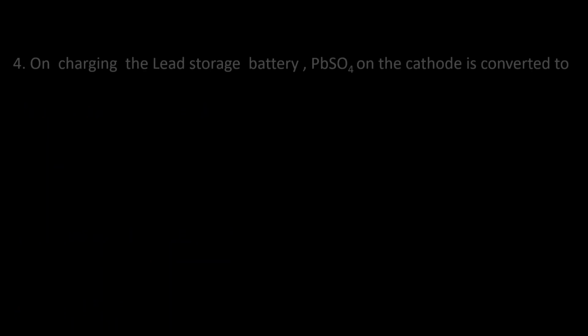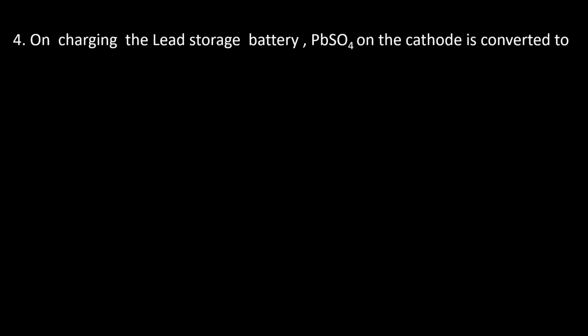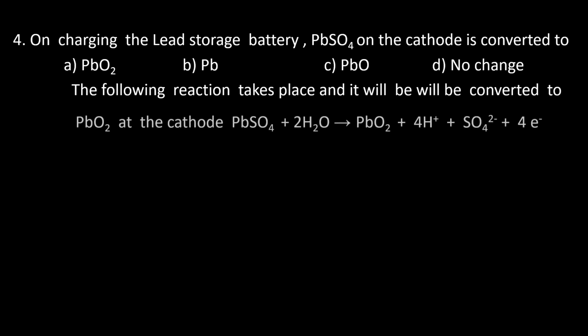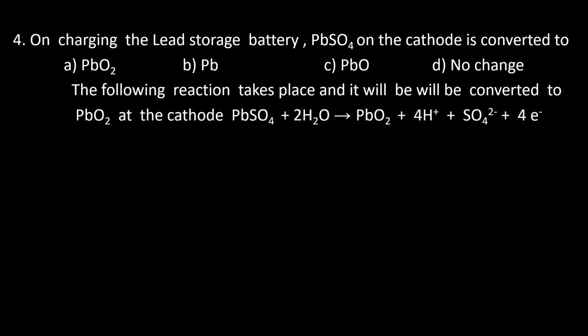Let us take question number 4. On charging the lead storage battery, PbSO4 on the cathode is converted to A. PbO2, B. Pb, C. PbO, and D. no change. Dear friends, when the lead storage battery is under the process of charging, the following reaction will take place and it will be converted to PbO2 at the cathode.